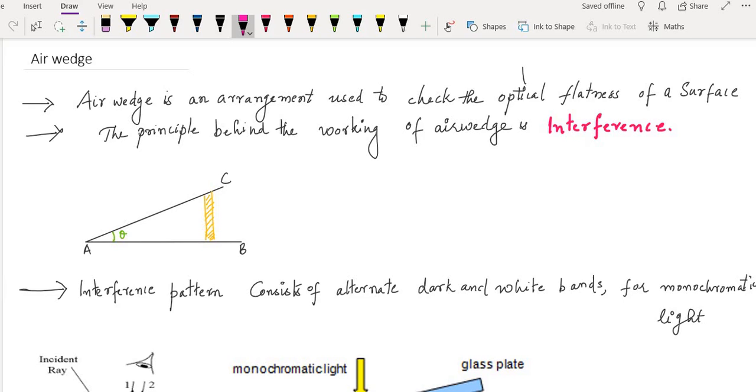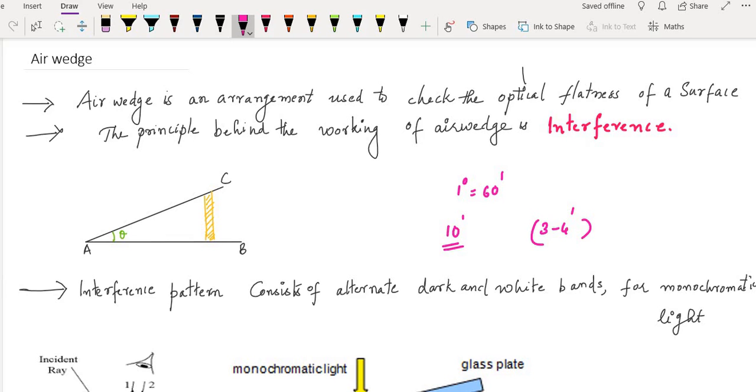We know that 1 degree is equal to 60 minutes, and usually this angle theta is less than 10 minutes, around 3 to 4 minutes. In our lab while conducting the experiment, it used to be 3 to 4 minutes. So a very small angle theta is formed between these two glass plates.